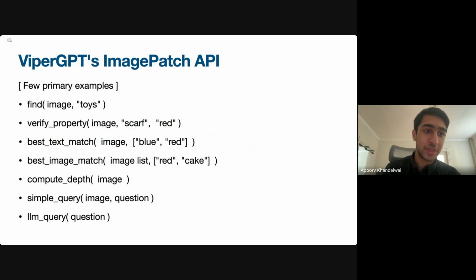So these are functions you can call. For example, we talked about the find function already. If you have an image, you can ask it to find the toys, in which case you'll get detections for where each of the toys are. You can do verify property. So if you say scarf red, that means, is the scarf in the picture red? You can do best text matching. Is the image more blue or is it more red? Best image matching. Which of these images matches well with both bread and cake? That doesn't necessarily mean the cake is red, but maybe if there's something really red in the image and also there's a cake, that'll work. You can compute the depth. You can ask visual questions, and then you can also ask language questions.